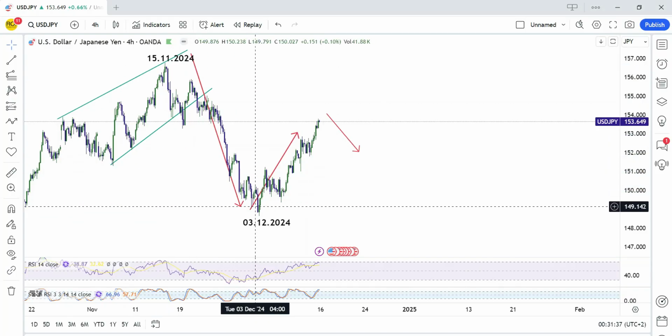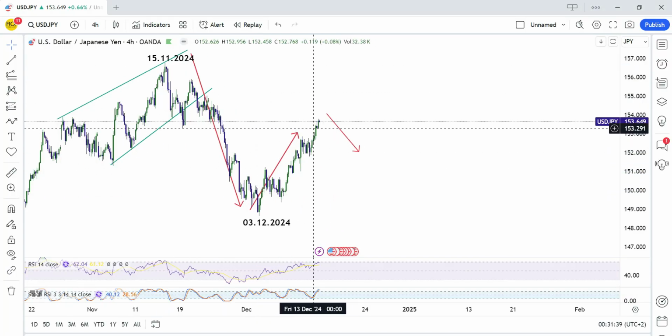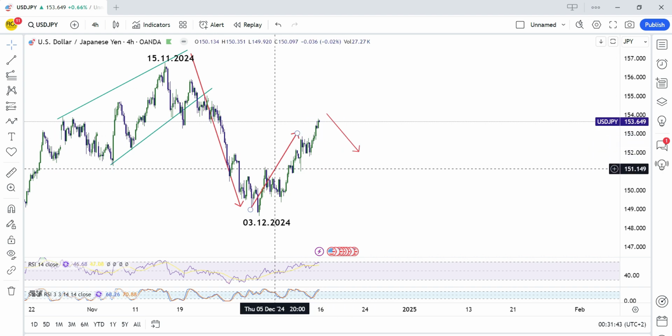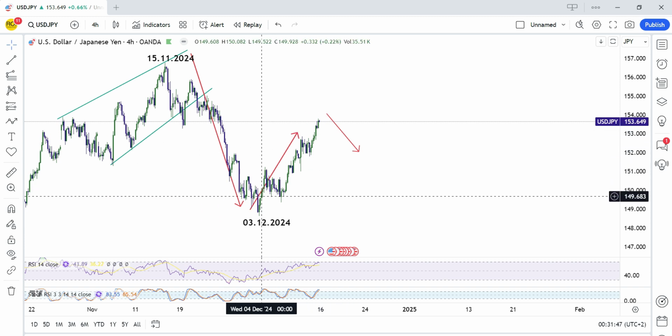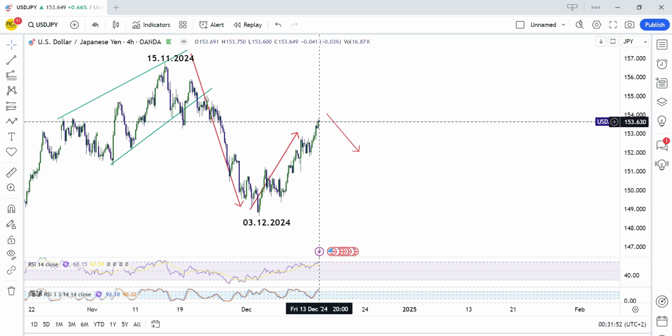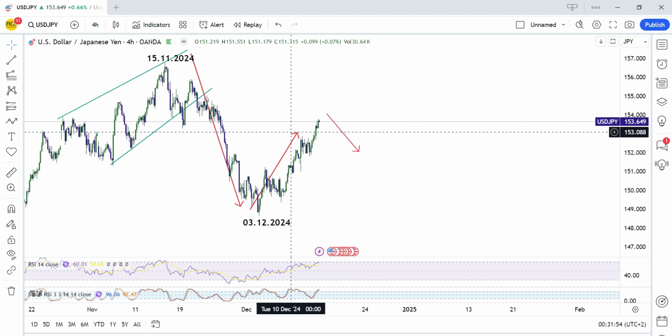Dollar yen, the market has moved as we expected back to the 152.53 area. If you go back and watch our previous weekend's market forecast videos, you will see that we have been expecting from these areas at the 150 to go back to the 152.53. This is exactly what happened once again.